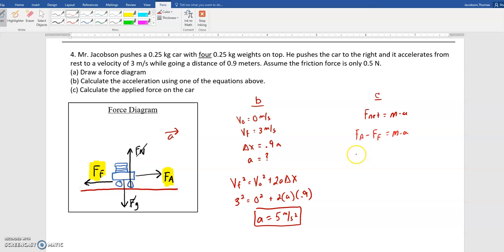So my applied force, I don't know. My friction force is in the problem, it's half a Newton. My mass is in the problem, it's a little hidden. It's a 0.25 kilogram car with 4 0.25 kilogram weights. So if I add those all up, I get a mass of 1.25 kilograms, and my acceleration from part B was 5. So to get my answer, I would do 5 times 1.25, and then I would add 0.5. And you get an applied force of 6.75 newtons.